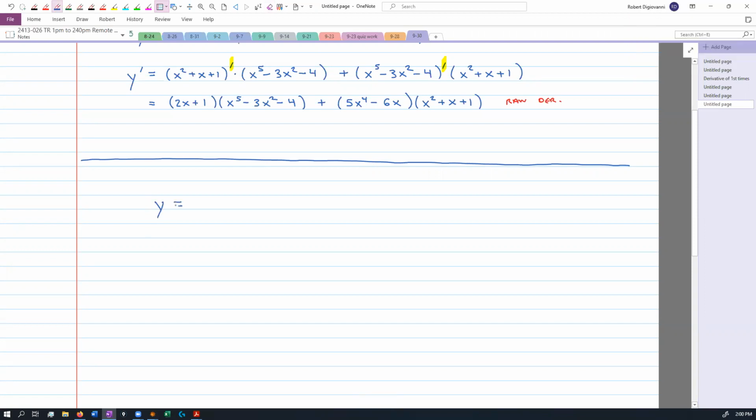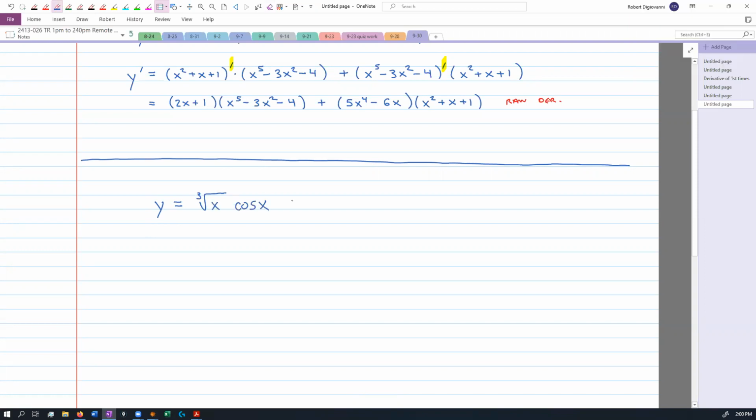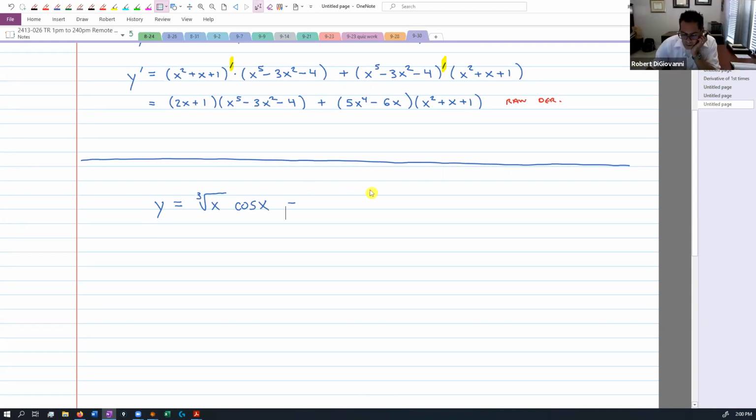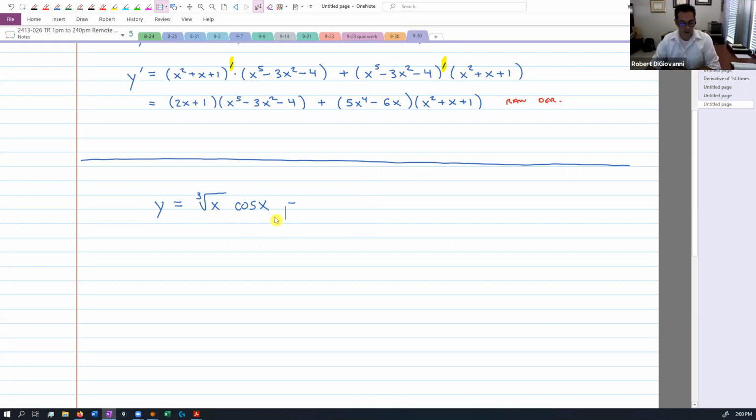y equals the cube root of x cosine x minus the square root of x sine x. Find y prime.